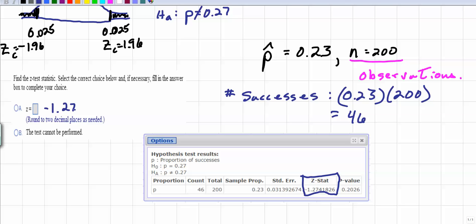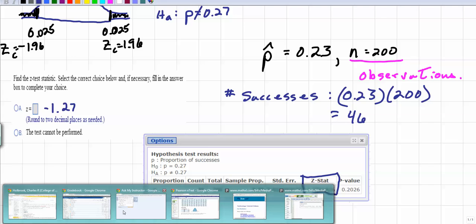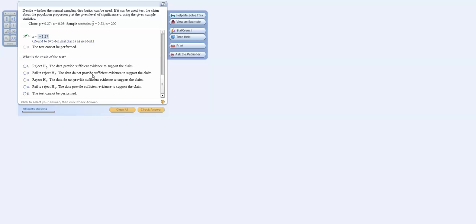And that's the value that we will put into my stat lab. We'll type that in right here, negative 1.27. We'll go ahead and check our answer. We get nice work. We click OK. And then we're given another part of the problem to complete.